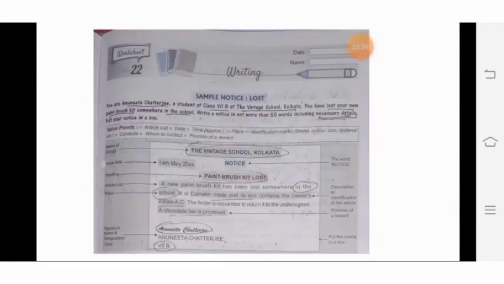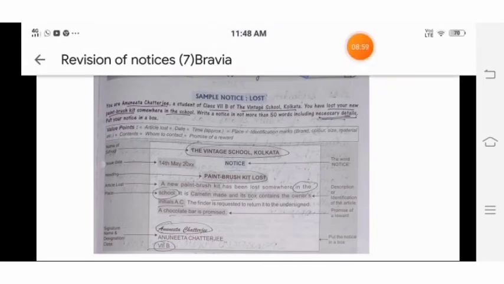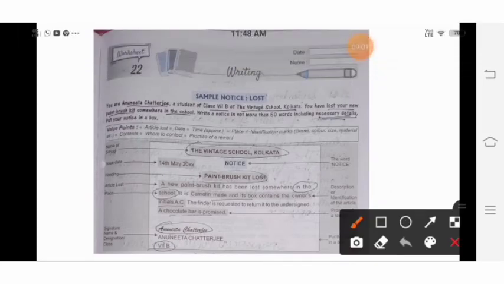Okay. So, now see. Just see the example. You are Anumita Chatterjee. So, underline this thing that you are Anumita Chatterjee. You have underlined this thing. First thing, when you are writing a notice, first find out what is given. Right? First, we should find out what is given.